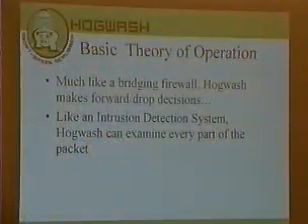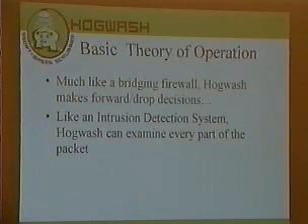So the basic theory, just to summarize, it's like a bridging firewall in a lot of respects. It is a system that's capable of making forward and drop decisions. And like an intrusion detection system, Hogwash can examine every part of the packet. It can examine the Ethernet header, the IP header, the TCP header, the UDP header, whatever sort of header's next, and it can examine all the flags, it can examine the payload. The whole packet, anything that the Snort rules language gives you access to, you can use as part of your decision-making process.